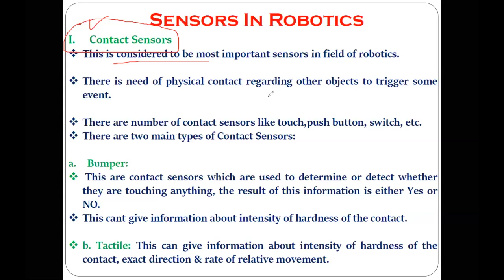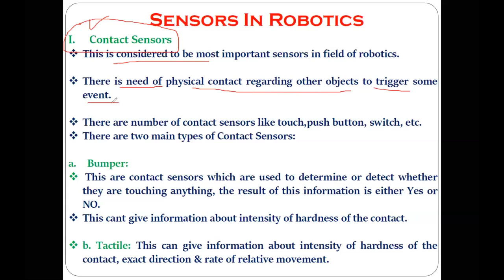Our home used to have a bell. When you press the button, that bell automatically starts ringing. That kind of thing also comes under the category of the contact sensor. Until you touch that particular object, that contact sensor will never get triggered. That is the reason I have mentioned there is a need for physical contact with the object to trigger some kind of event.